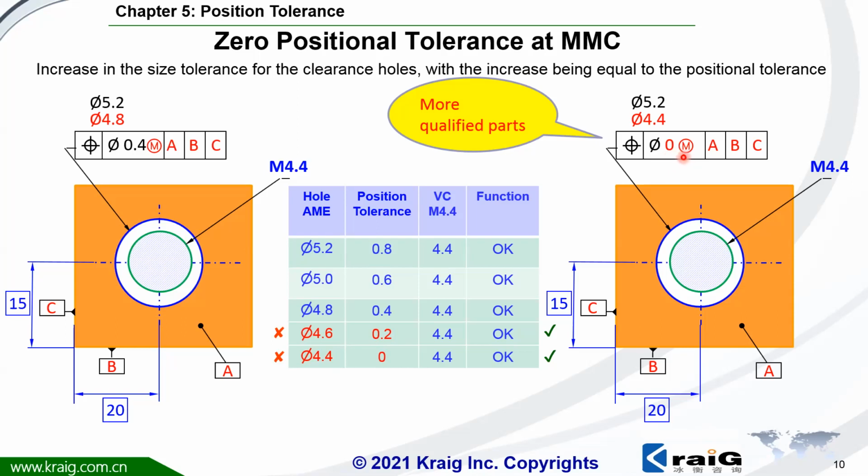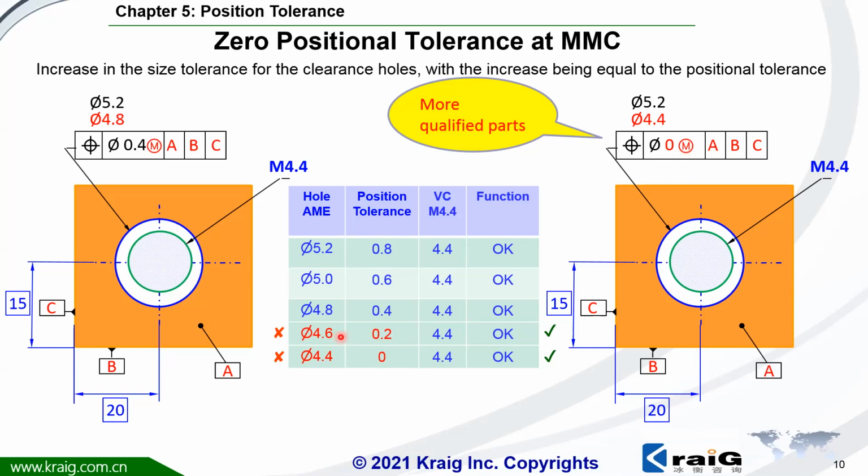This is what I'm going to explain here. What is 0M? 0M means if the hole size is 4.4, the tolerance value is 0. Here, 4.4, the tolerance value is 0, right? What about 4.5? If it's 4.5, here, you're going to have a bonus. The position tolerance will be 0.1. It's not 0 anymore.